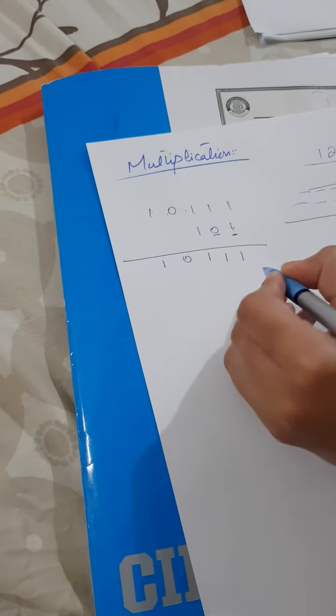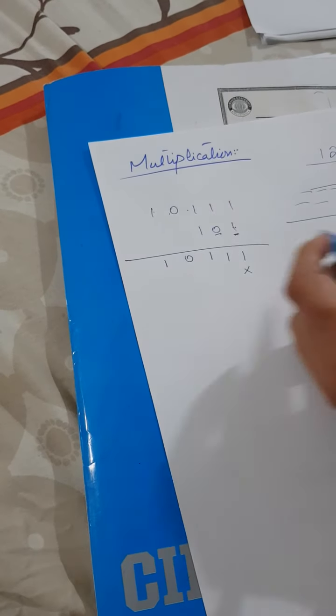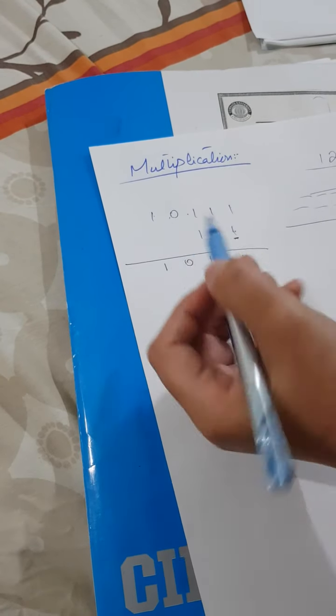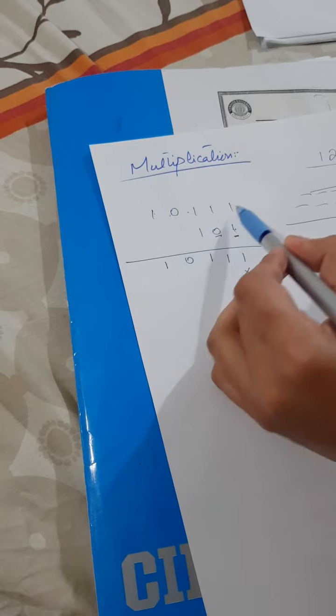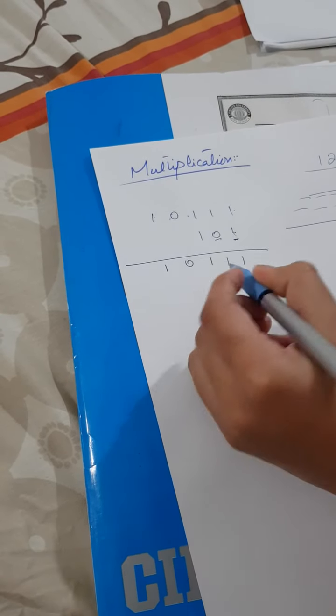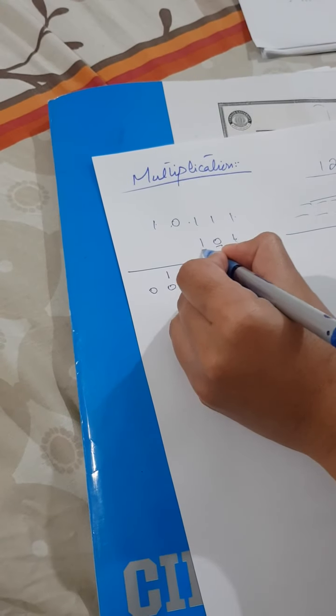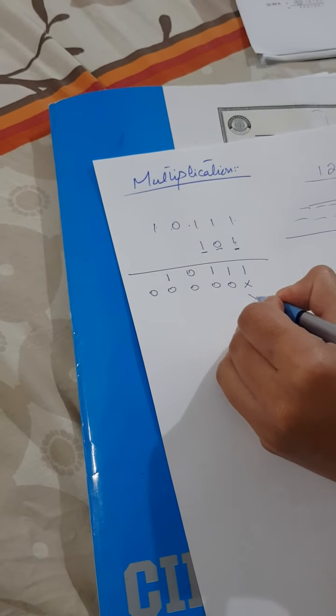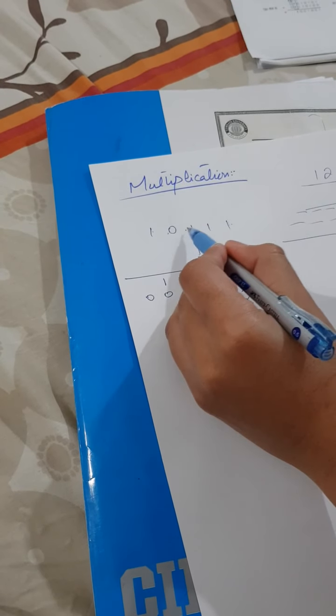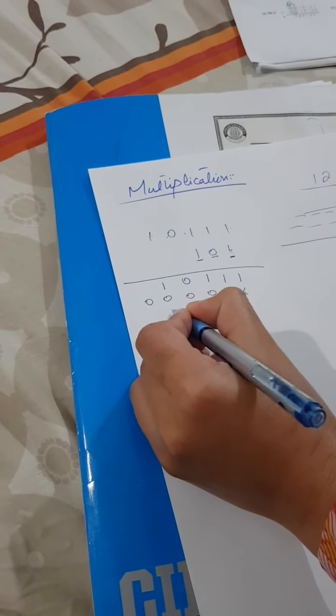So for the next digit, we will put a cross here. Anything multiplied by 0 is 0. So you will just write 5 zeros here. 1 2 3 4 5. Again, next we need to multiply with 1, the next digit, so we will put 2 crosses here. 1 here, 1 2 3. We will write the same sequence here, 10111.